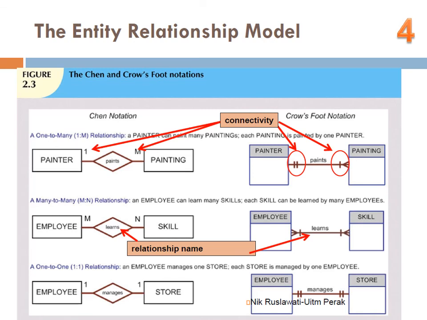Okay, this figure shows the different types of relationships using two entity relationship notations, which are Chen's notation and Crow's Foot notation. It also shows connectivity and relationships between entities. We can try to understand these models with different notations. You can also refer to the textbooks.